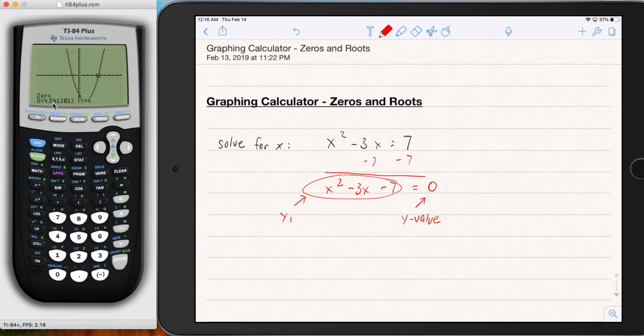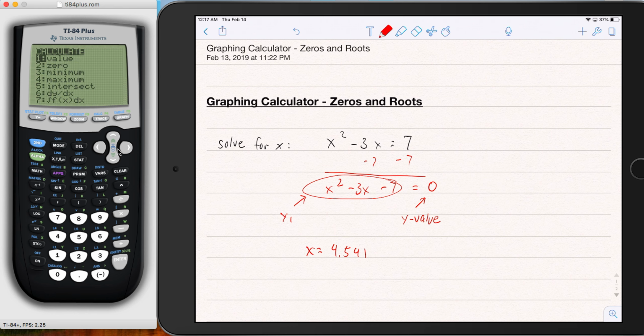Our first 0 is 4.541. And for those of you who are taking calculus, 3 values after the decimal is preferred. Okay, so the graphing calculator only found me one of them. That's because it asked us to find the left and right bound so that it can only find one 0 at a time. So to find the other one, we just do it again.